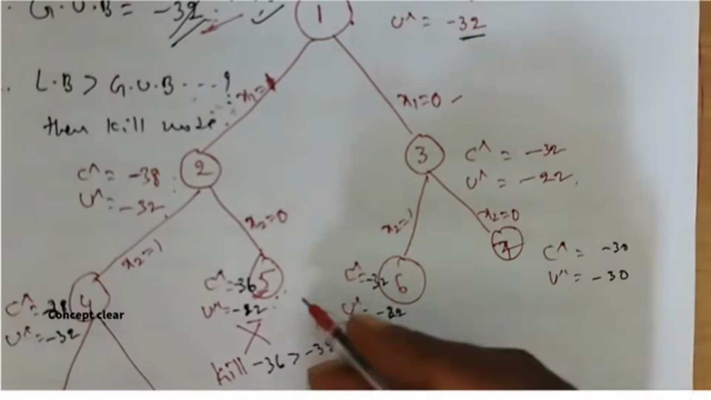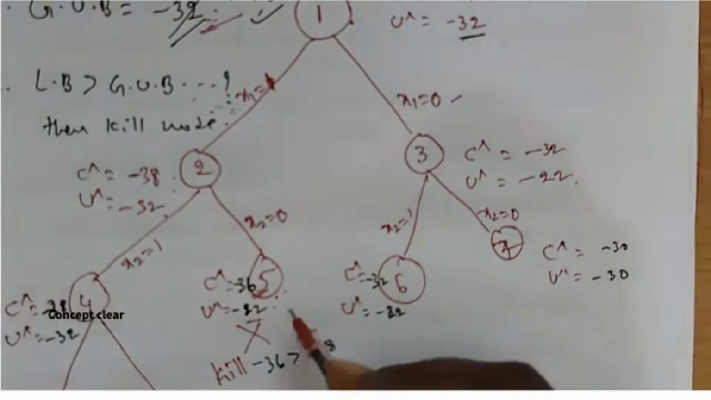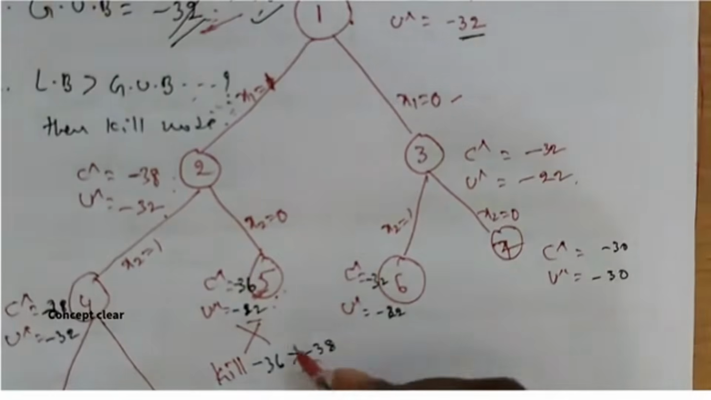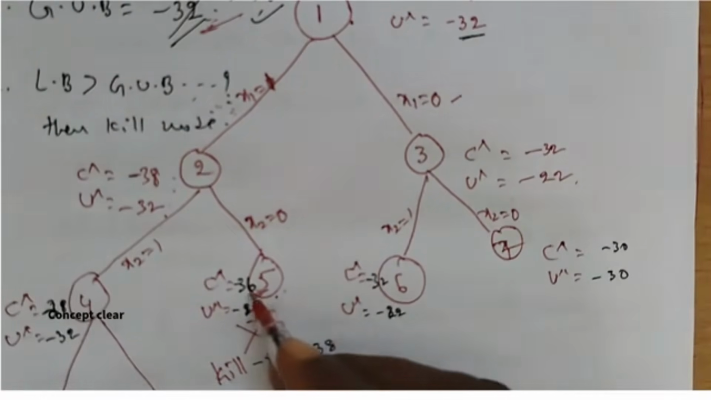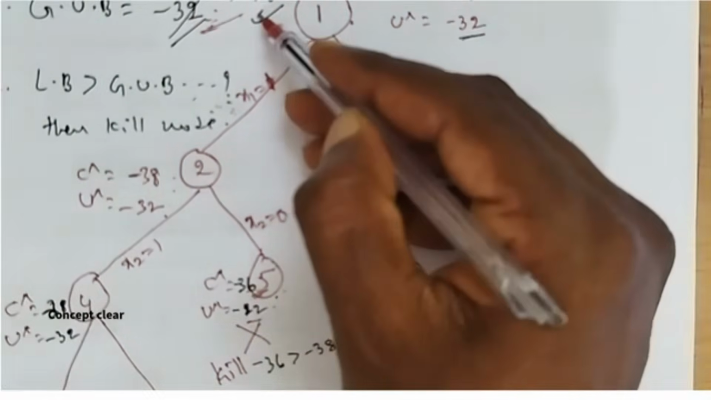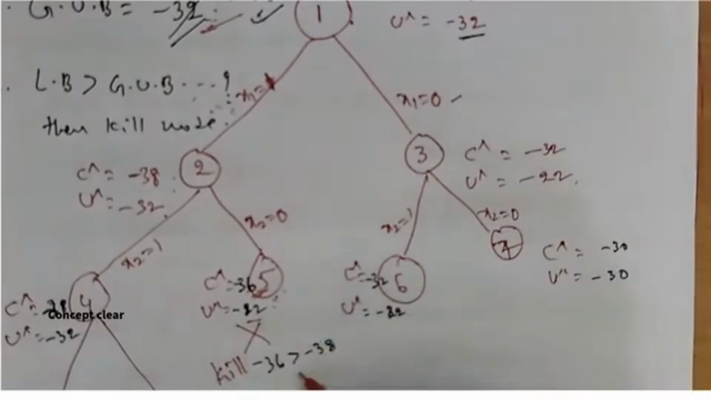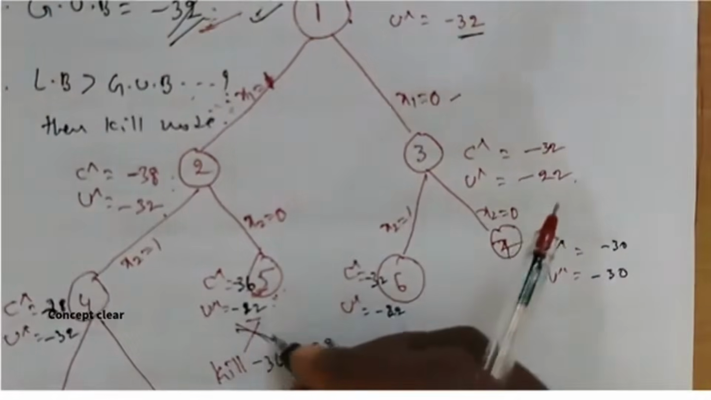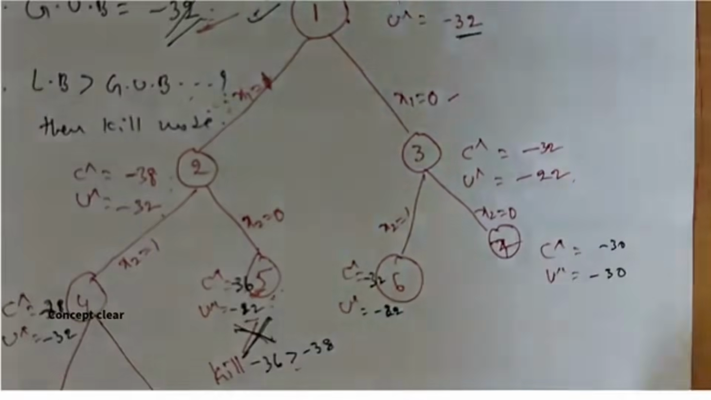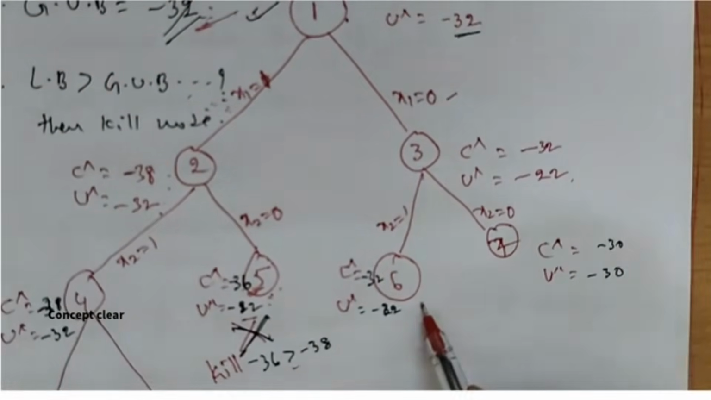Okay, next. What is the fifth node? Here the least bound value is minus 36. Global upper bound value is minus 38. So the condition is true, so we are killing the fifth node. Killing the fifth node. And what about the sixth node? The sixth node also.